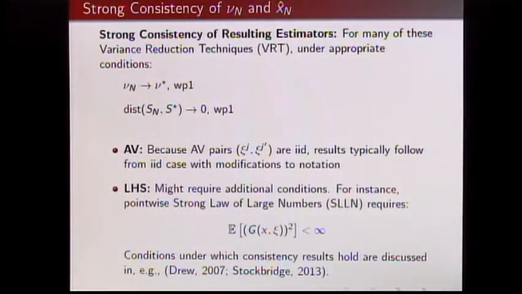Latin hypercube is somewhat similar. It might require some additional conditions, slightly more conditions in some cases. So for example, one of the ways, especially for this one, to show this, you need a uniform strong law of large numbers, instead of the strong law of large numbers. If you have a uniform strong law of large numbers, then this will follow. And how do you get a uniform strong law of large numbers? One way to think about it is if you have pointwise to begin with, you might want to have the pointwise strong law of large numbers. By the way, everybody knows what I'm talking about. Some people do know very well, some people not so much.